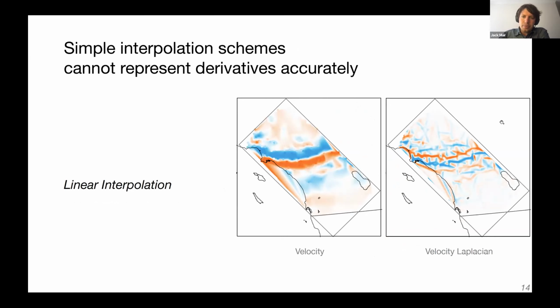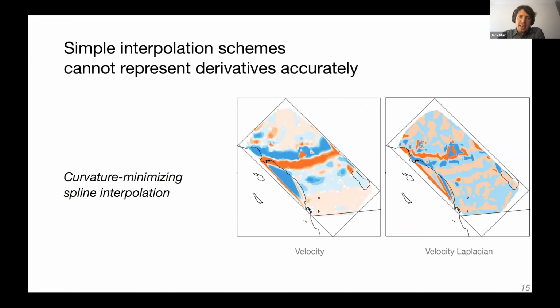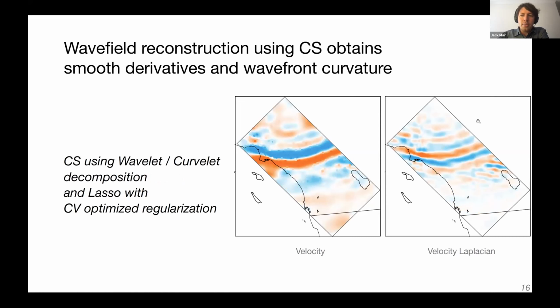It's non-physical. If we do something slightly more sophisticated, like curvature minimizing spline interpolation that's been used for wavefield reconstruction in the past, we do get maybe a nicer result for the straightforward spatial interpolation, but when we get to the Laplacian, again, it doesn't look very good and it's not useful. If we use our algorithm, both the velocity and the velocity Laplacians look more physical. There might be some artifacts here, but overall, we actually have a physical Laplacian, especially along the main wave front that we're interested in. And so we're able to get a much better representation of the wave field, including, crucially, the second spatial derivatives that I've been talking about, using our methodology.